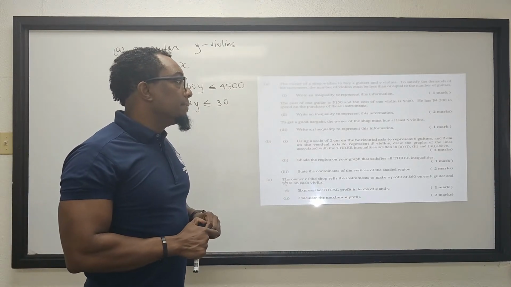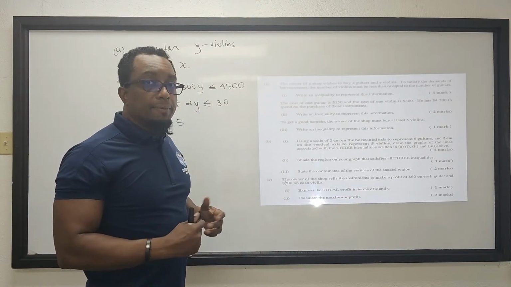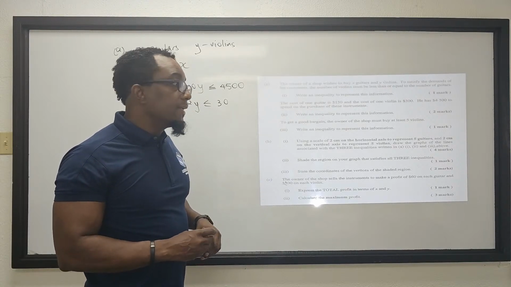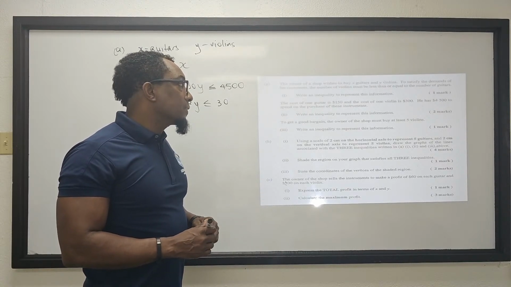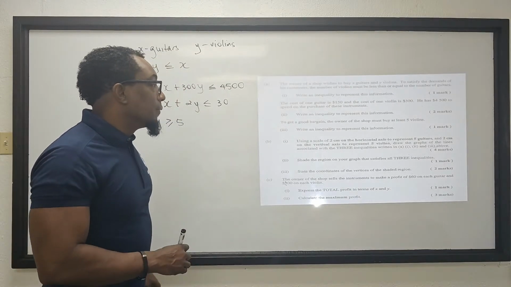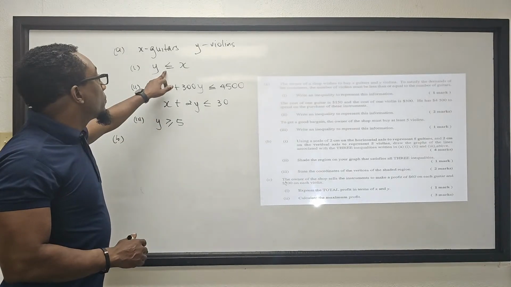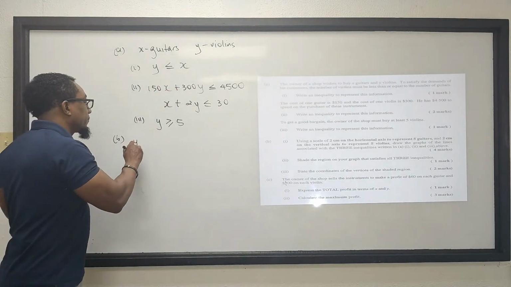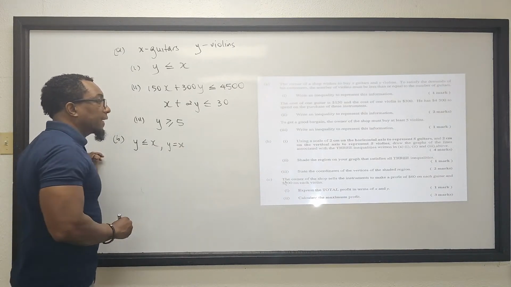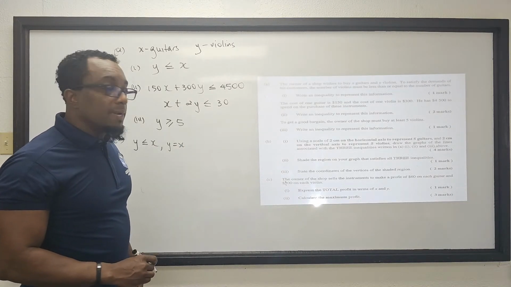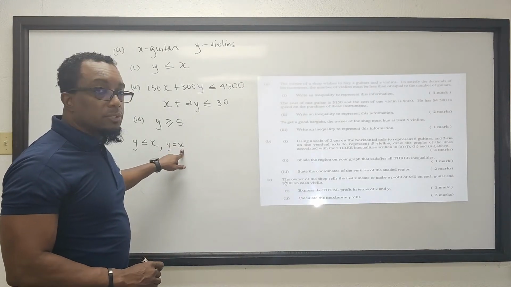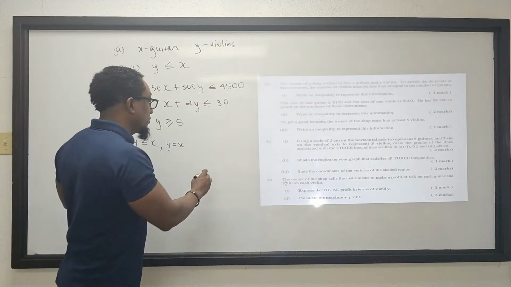Using a scale of 2 centimeters on the horizontal axis to represent 5 guitars and 2 centimeters on the vertical axis to represent 5 violins, draw the graph of the lines associated with the 3 inequalities in A part 1, 2, and 3 above. So we want to draw lines associated. So we have here our first inequality. So our line will be y is equal to x.